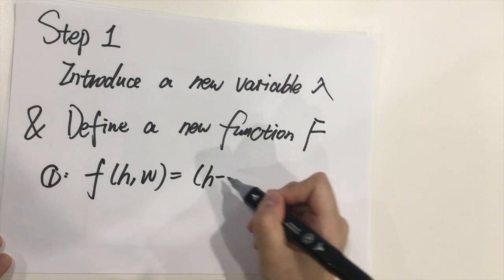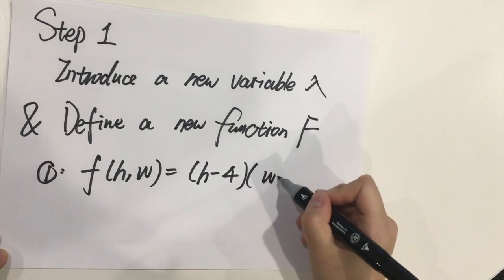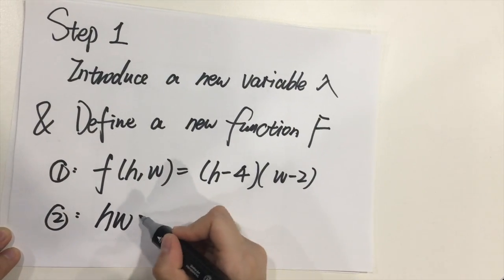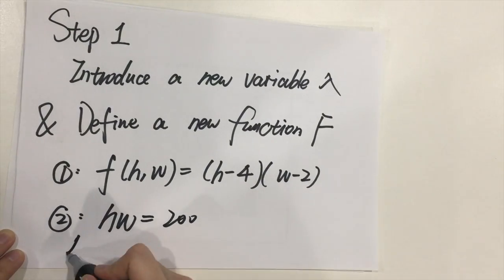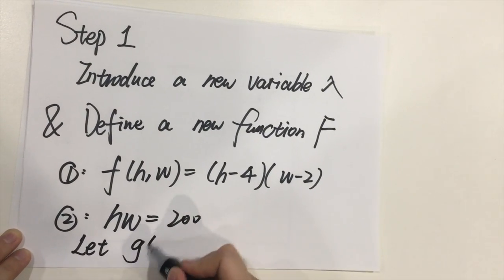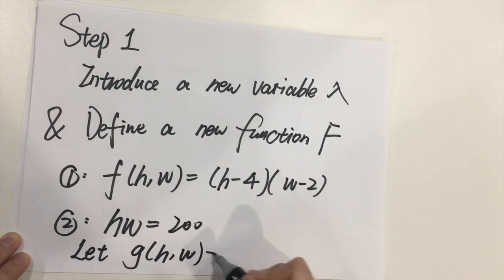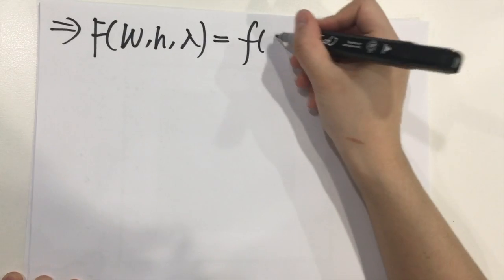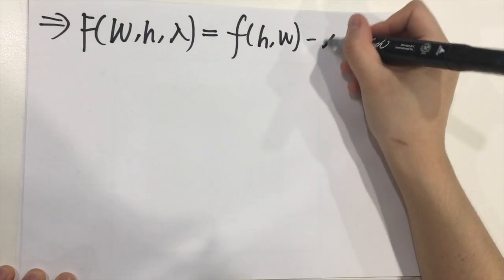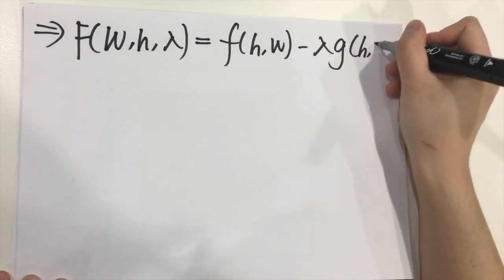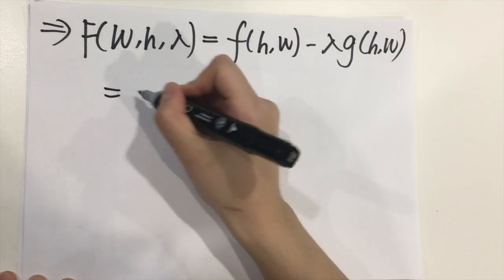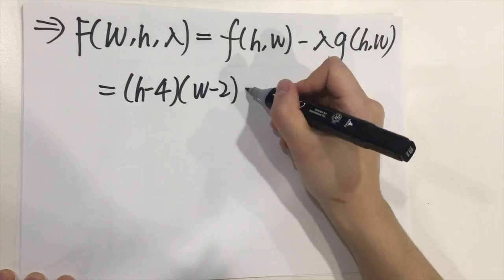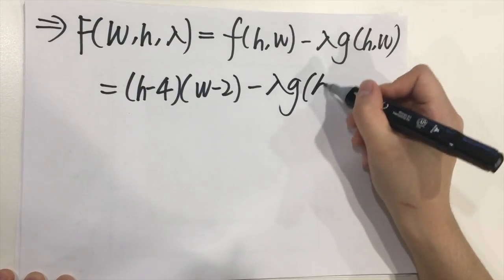As shown in the question, we can get 2 functions. Function 1 is f(h,w) equals (h minus 4) times (w minus 2). Function 2 is w times h equals 200. Let g(h,w) equal hw minus 200. So we can get capital F(w,h,lambda) equals f(h,w) minus lambda times g(h,w), which equals (h minus 4) times (w minus 2) minus lambda times (hw minus 200).